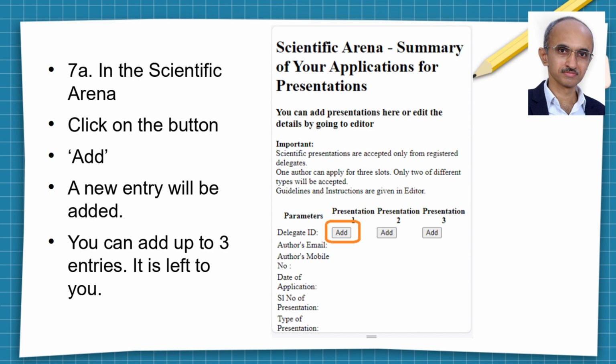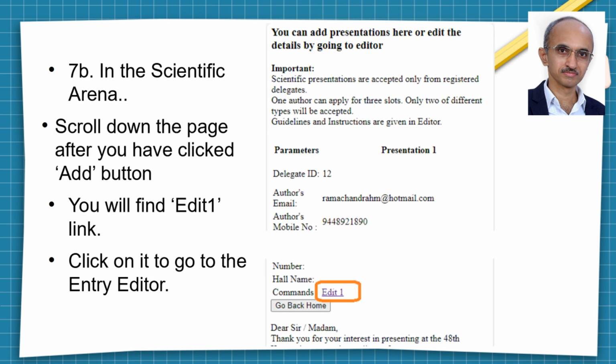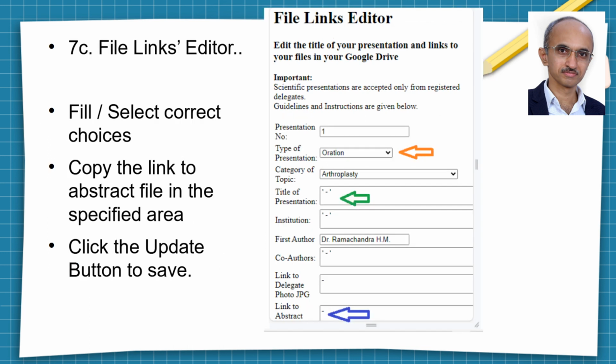One delegate can present 1 paper and 1 poster at the maximum. If you add more than 2 papers or posters, we will choose the best among them. It is left to you. Okay, we have just added 1 entry. Then what? Scroll down the page after you have clicked the Add button. You will find the Edit 1 link. Click on it to go to the entry editor. This is very important, otherwise you will not be able to complete the process.